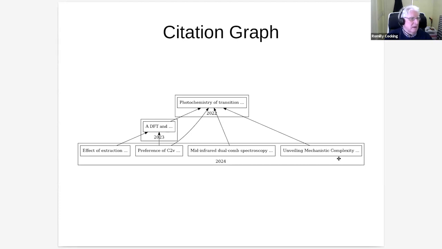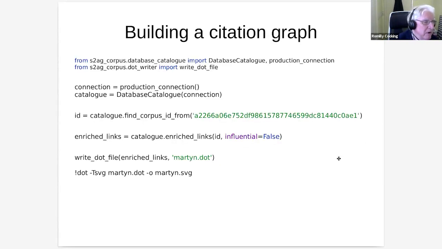So there are 4 papers that refer to the original one, and 2 papers refer to one of the intermediate ones as well. So quite a lot of information there, but it's a very simple example. Very easy to build.